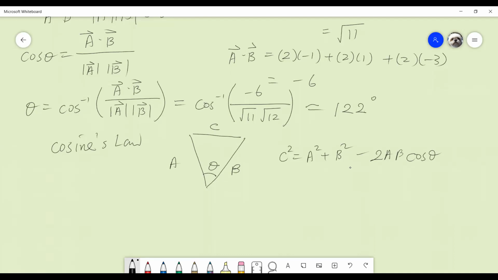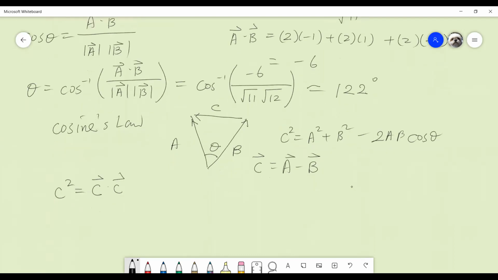Now, I can represent A and B by vectors. So if you draw something like that, C will be equal to A minus B, the short diagonal, right? Now then, I'm gonna write it. What is C squared equal to? C squared is nothing more than C dot C, right? And then C dot C is also equal to A minus B dot A minus B. Am I right?